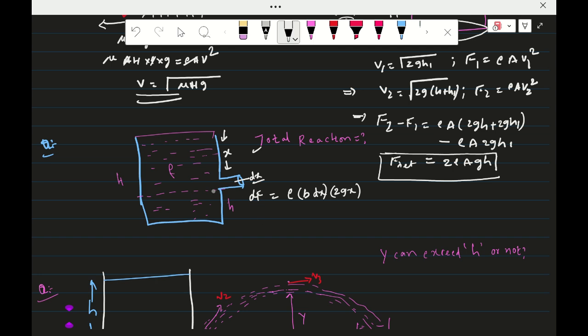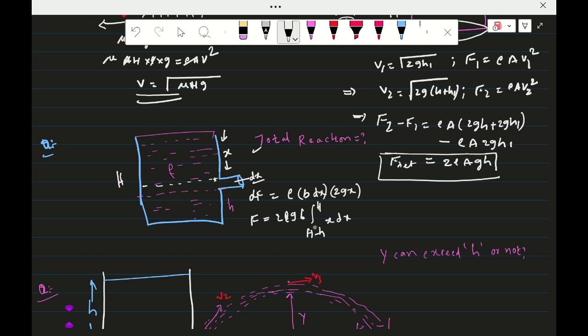So now F equal to 0 to F, integrating, and here this x is varying from... So this is how much? Here h is there and the total height is capital H. Therefore x is varying from H minus h to H. So now the 2 rho g into b, the width, integral from H minus h to capital H of x dx.